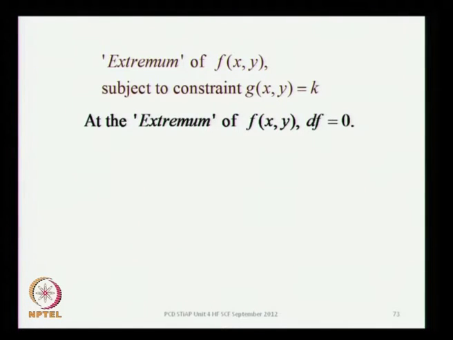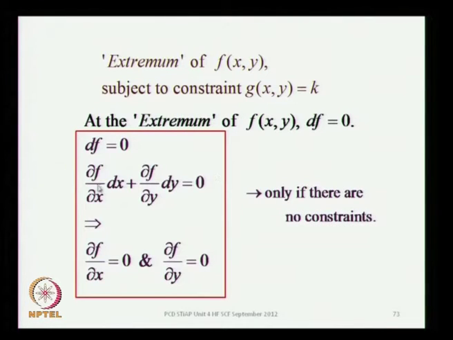So, if this is an extremum, the differential of f would vanish at the extremum, which means that df is the partial derivative of f with respect to x times the increment in x plus the derivative of f with respect to y times the increment in y, and this would vanish. And if this is to vanish for arbitrary increments delta x and delta y, then the corresponding coefficients must go to 0. This is our normal interpretation of an extremum, but only if no constraints are present.